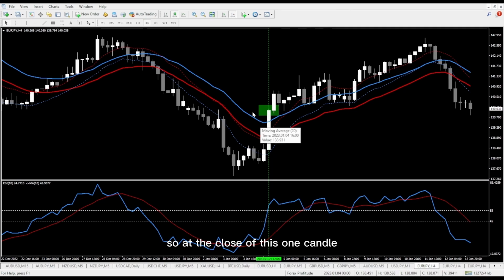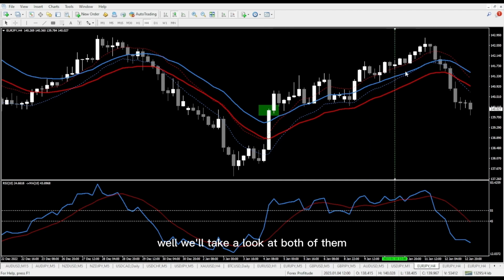So at the close of this one candle, we've got ourselves a signal to go long. So let's take a look at a sell signal. Now, we've got one right here. This is a current one, and we've got another one right here. So let's take a look. Well, we'll take a look at both of them.